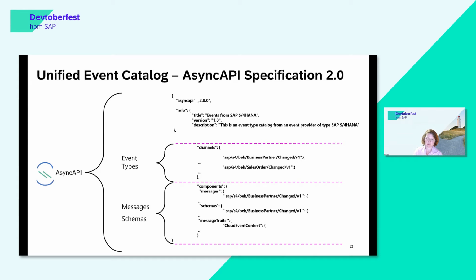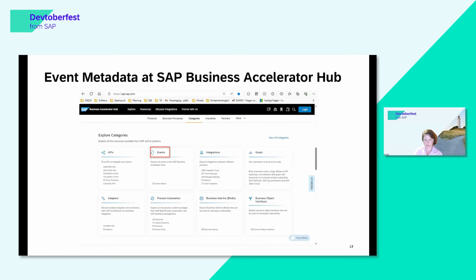For SAP services, event metadata for approximately 350 objects is readily available on the SAP Business Accelerator Hub. We encourage you to download the Async API files from there if you need to build consumers for your integration use case.